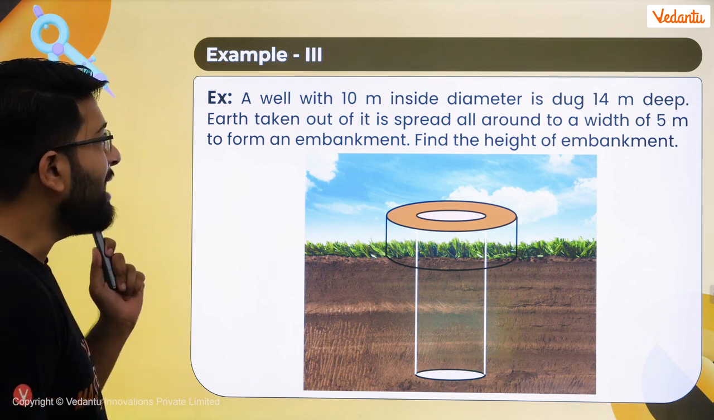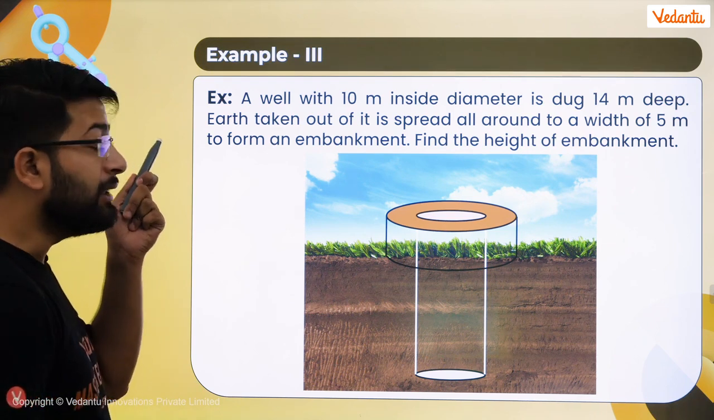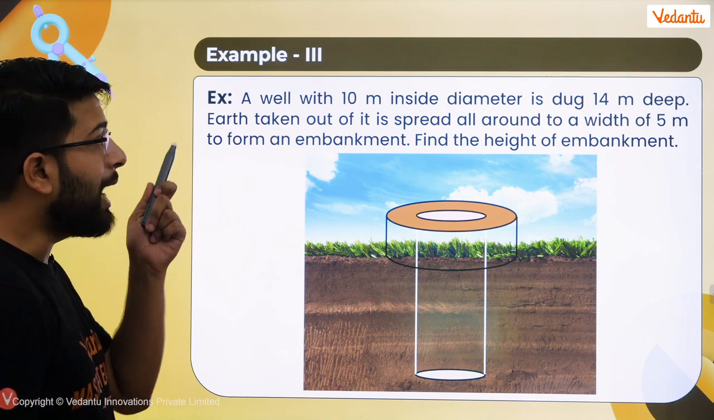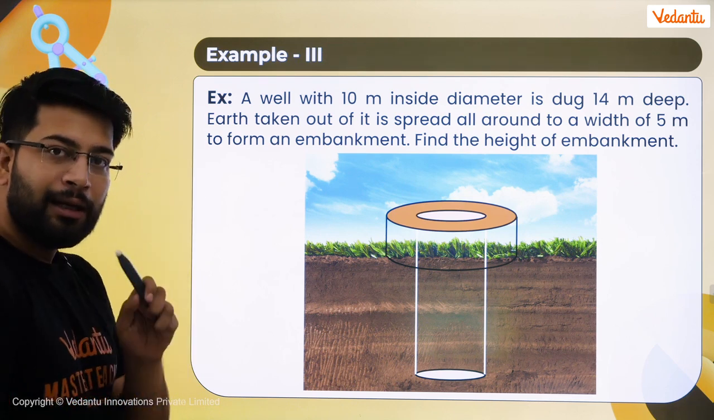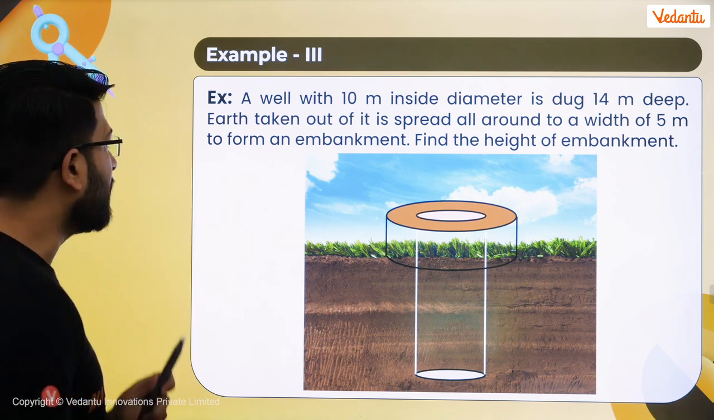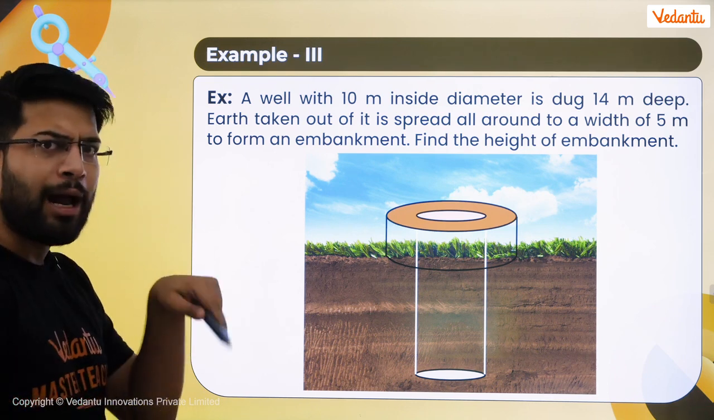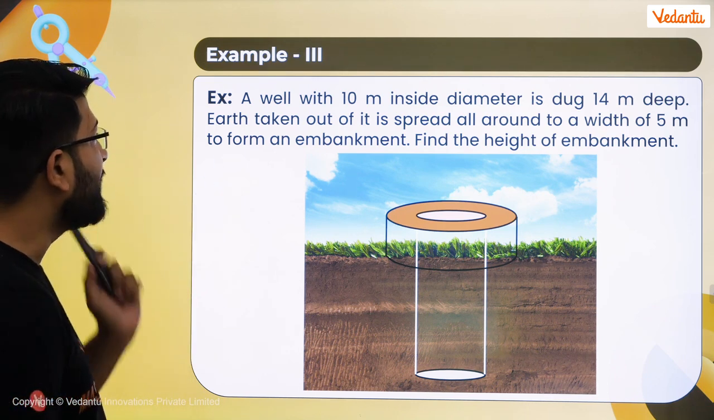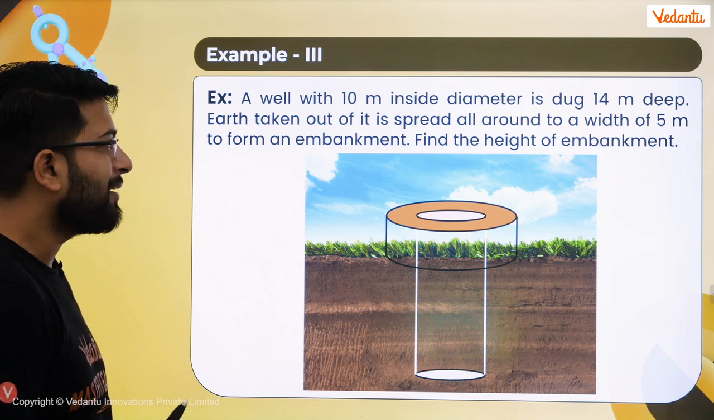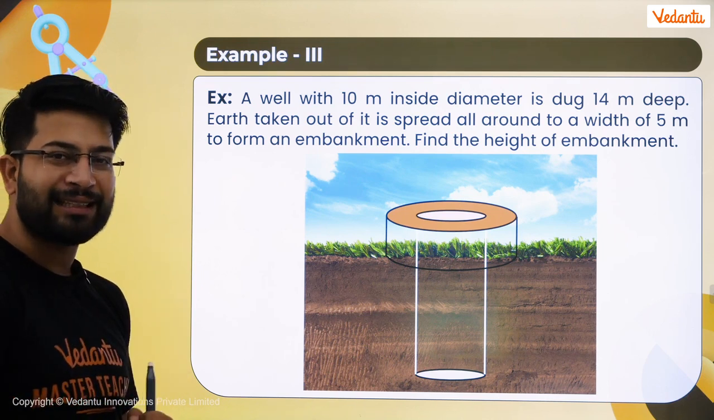In this one, a well with 10 meter inside diameter is dug 14 meter deep. Inside diameter is given, height is given. The earth taken out of it is spread all around to a width of 5 meter to form an embankment. Find the height of the embankment, they are asking.